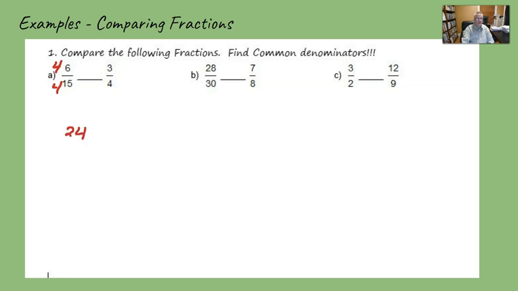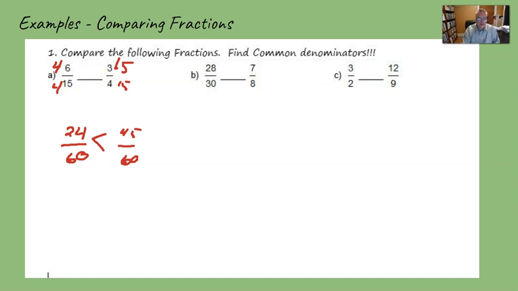I get 24 over 60. Since the denominator of the first fraction is 15, I'm going to multiply the second one by 15 over 15. So I'm multiplying each fraction by the other's denominator. And we get 45 over 60. So now that they have the same denominators, they're easy to compare. 24 60ths, 45 60ths. 45 is the larger one, so I'm going to write my inequality symbol like that.